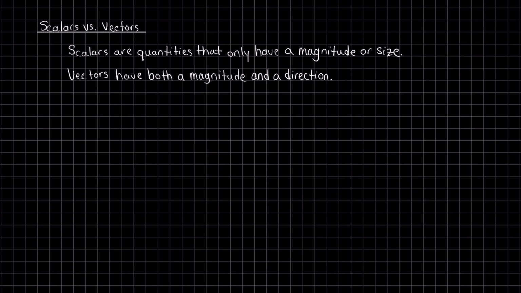Let's start by reviewing two important types of quantities, scalars and vectors. Scalars are quantities that only have a magnitude or size. For example, if you say you walked 5 meters, that's a scalar because it only tells us how far you walked, not where. Vectors, on the other hand, give us both a magnitude and a direction. So, if you say you walked 5 meters north, that's a vector because now we know both how far and in which direction you have traveled.